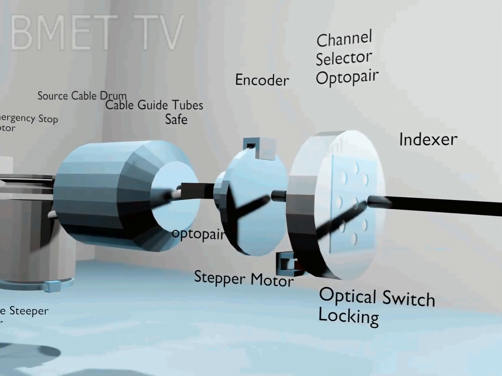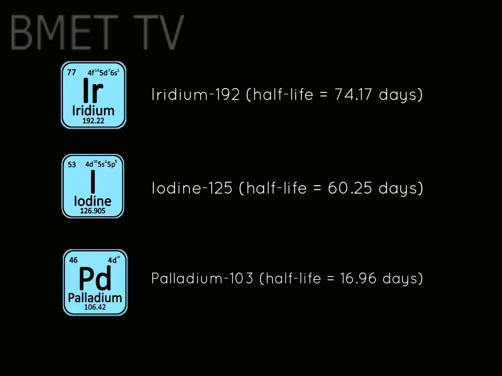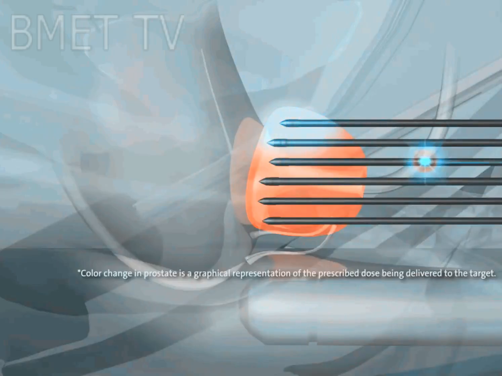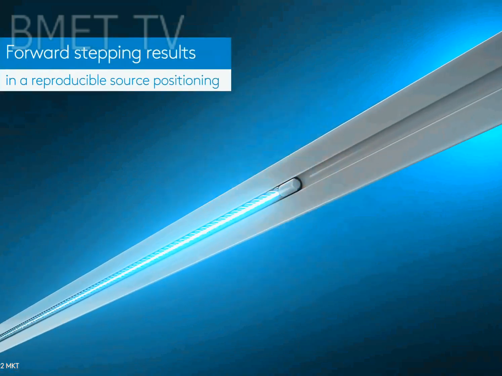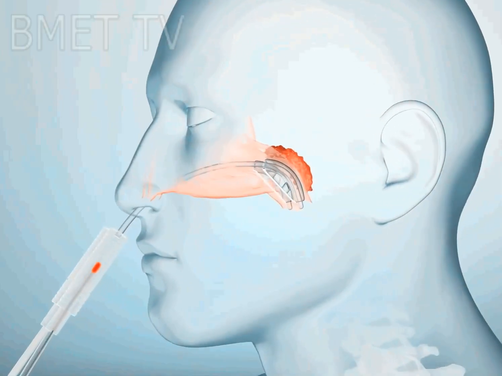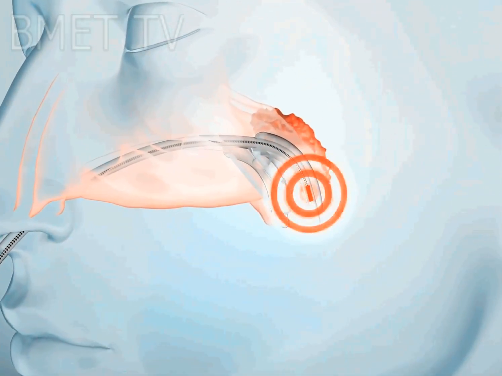Some radioactive sources used for brachytherapy are iridium-192, the half-life of which is 74.17 days, iodine-125, which has a half-life of 60.25 days, and palladium-103, which has a half-life of 16.96 days. These radionuclides have relatively short half-lives, permitting brachytherapy seeds to be inserted into a cancerous tumor and never removed. The radioactivity in the seeds decays, emitting lethal radiation to cancer cells until no detectable radiation remains in the seeds.